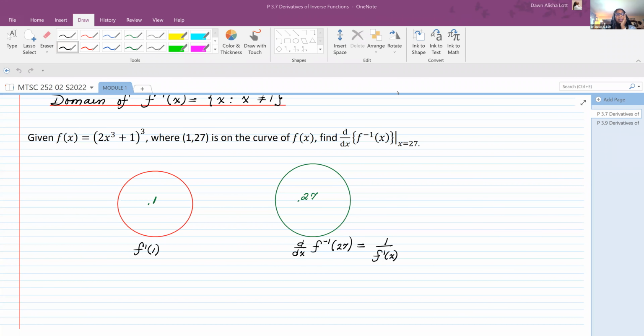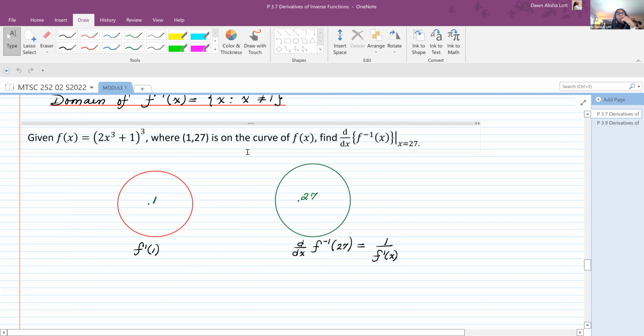All righty, so we ended with the cliffhanger. We wanted to find, given the function f(x) = (2x^3 + 1)^3, where we know that the point (1, 27) is on the curve, the derivative with respect to x of the inverse function at 27. So we just drew the picture.